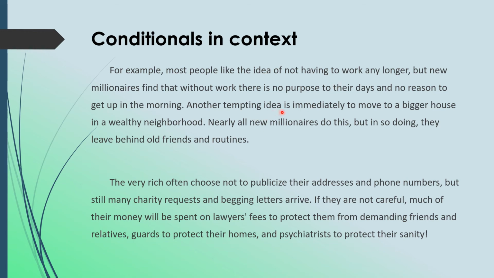Another tempting idea is immediately to move to a bigger house in a wealthy neighborhood, and nearly all new millionaires do this. But in so doing, they leave behind old friends and routines. So every action has a reaction, and every action has consequences.